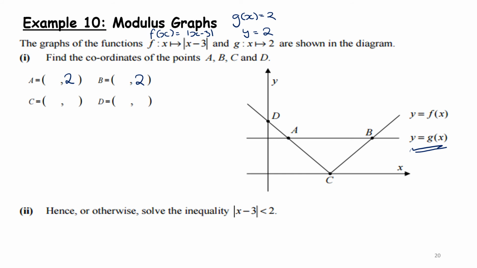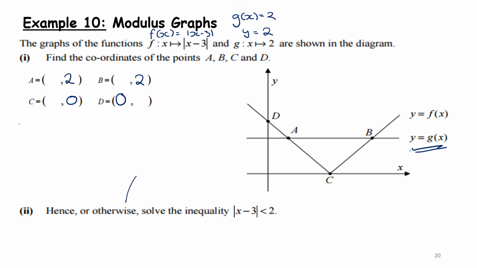Then let's look at C and D. So C is on the x-axis, so that means the y part is 0. D is on the y-axis, which means the x part is 0. So without looking at anything more, then our constant, that straight line of y equals g of x, and our x-axis and y-axis, we've been able to fill in half of each of the points. So now we need to figure out, well, what are the other points?